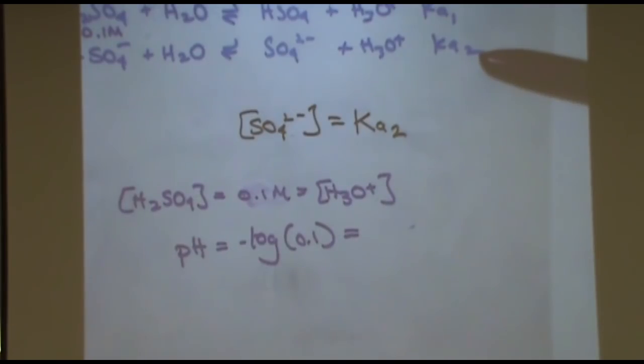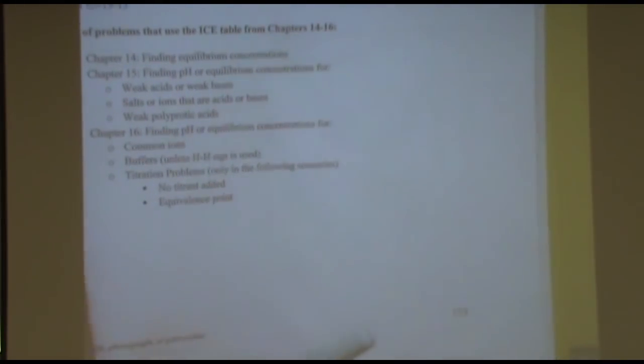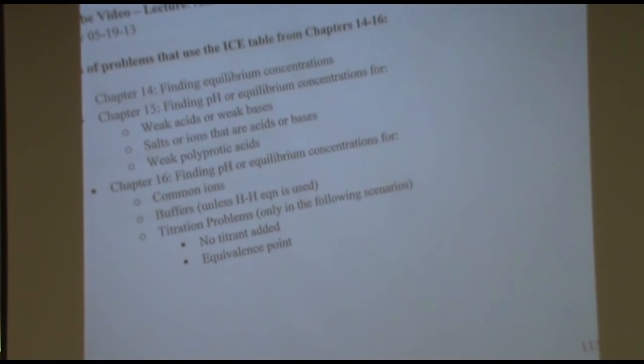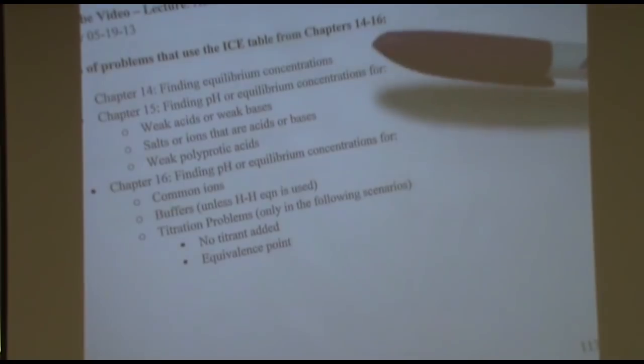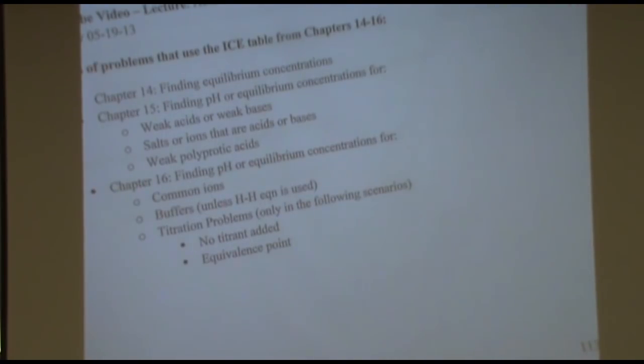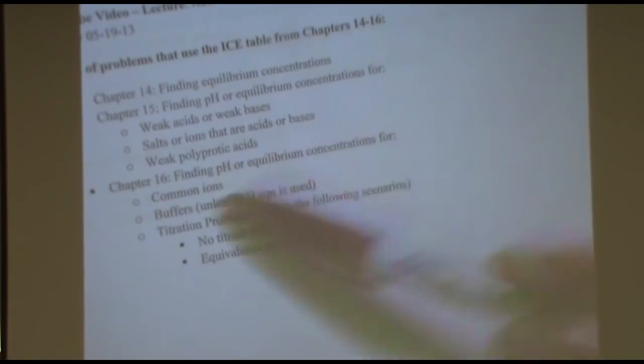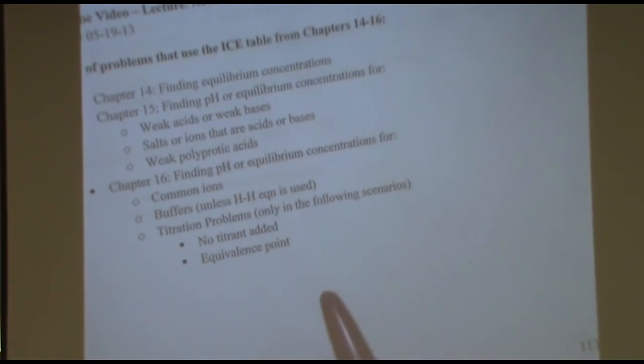We're good. Okay. I'm going to show you what's on page 113. Here's page 113 of my reader. Here's where we need the ice table. Pretty much all equilibrium concentration questions, like generic equilibrium questions, you'll probably need the ice table: weak acids, weak bases, salts, ions that are acids and bases, and weak polyprotics.